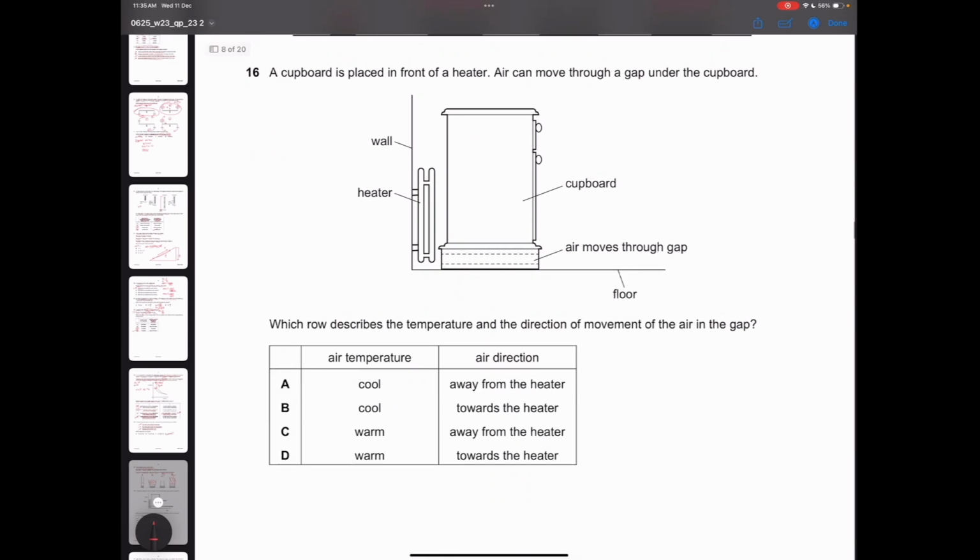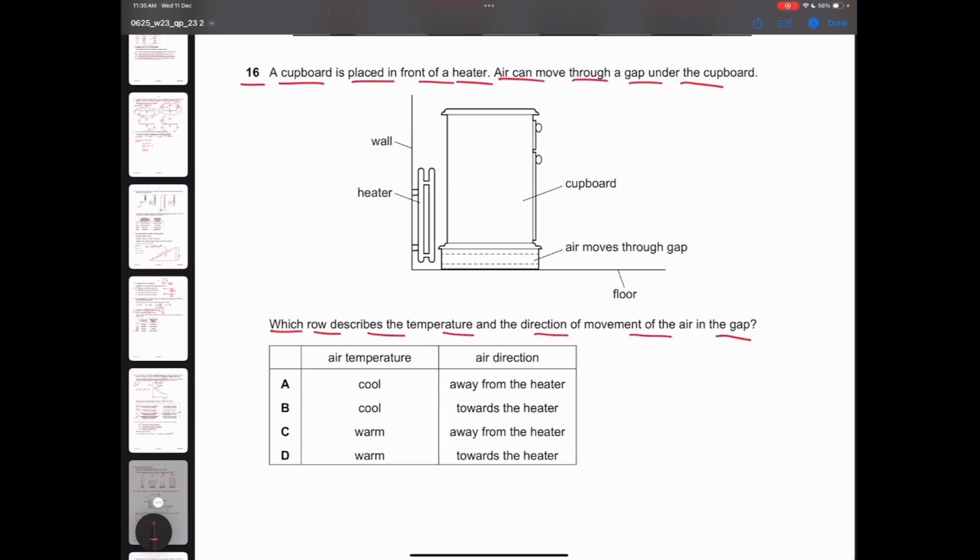Now, this is again a good question. A lot of children are confused with these kind of questions. Just hear me out carefully. A cupboard is placed in front of a heater. Air can move through a gap under the cupboard. So they're saying air can move. They're not saying left or right. That we have to decide. We have to apply the physics. Which row describes the temperature and direction of movement of air in the gap?